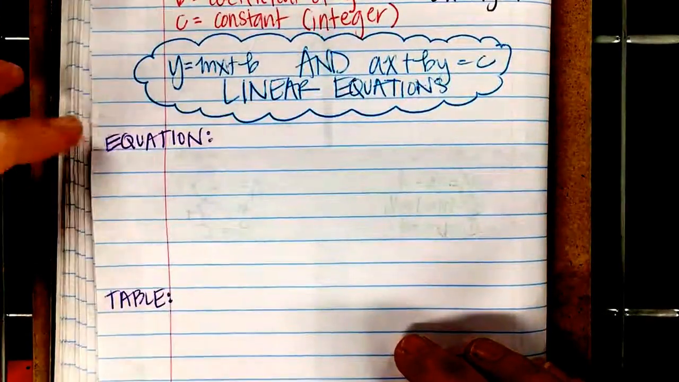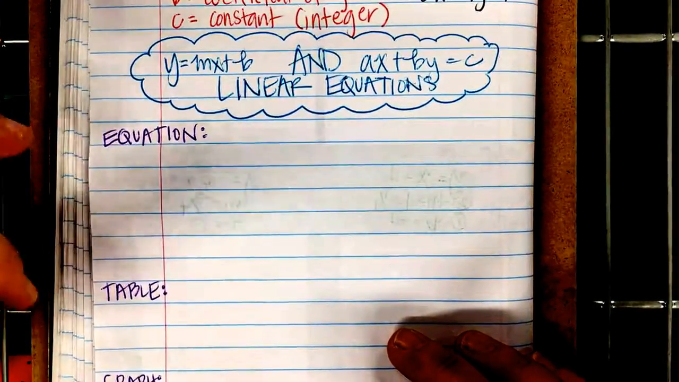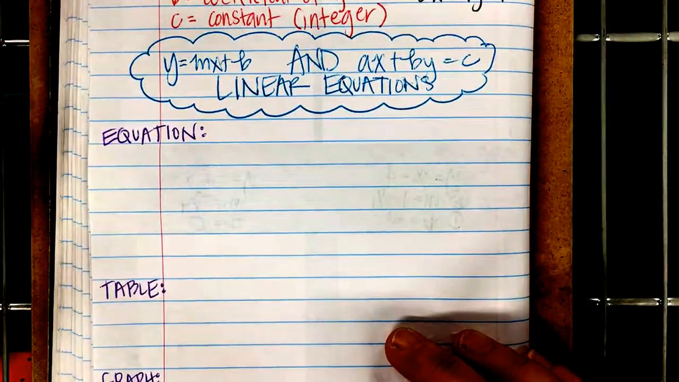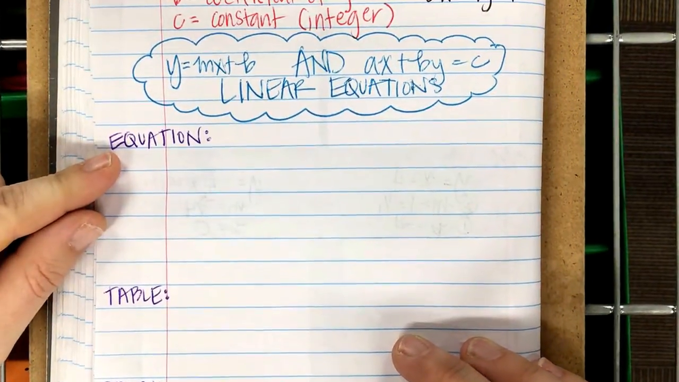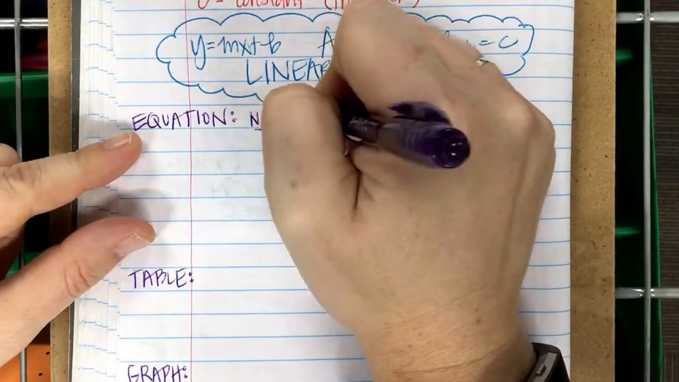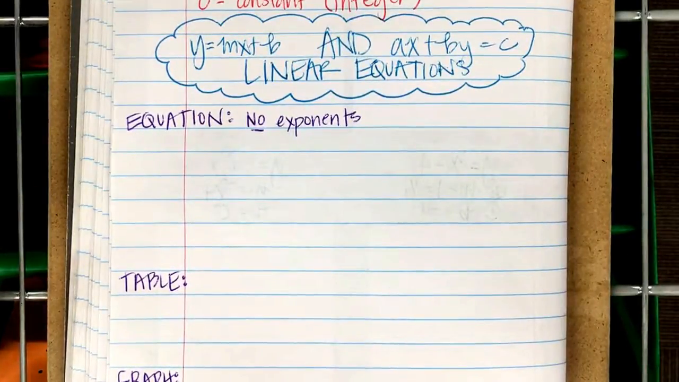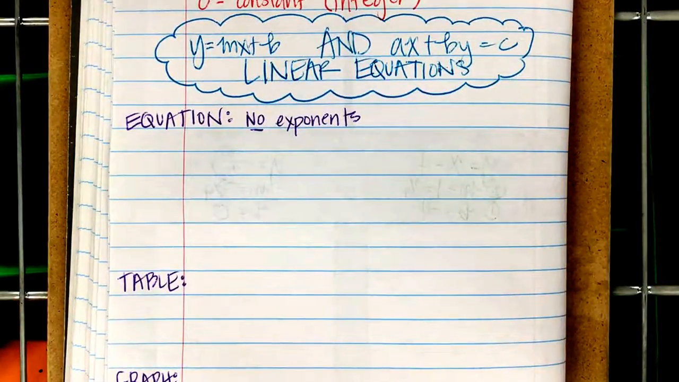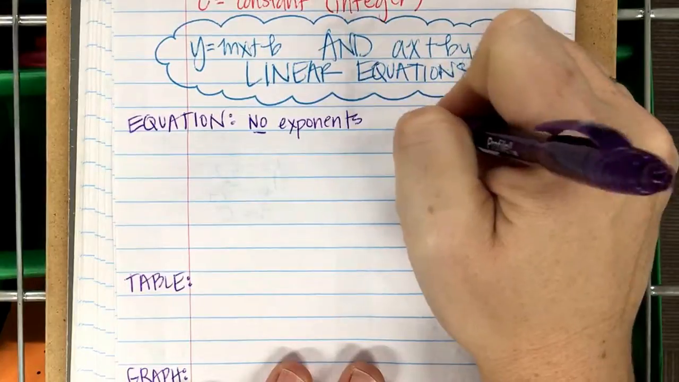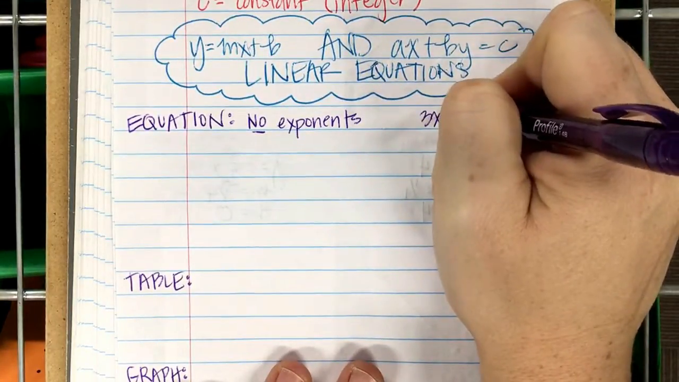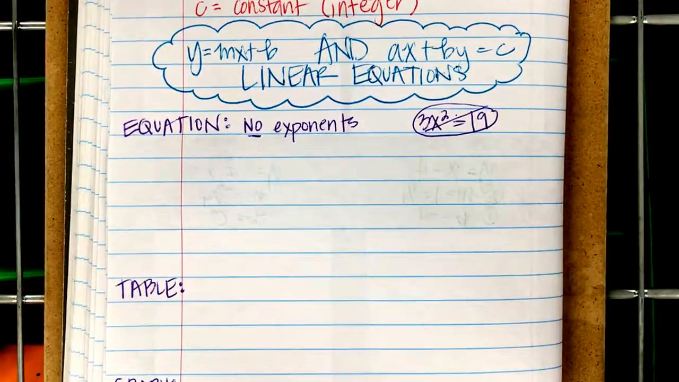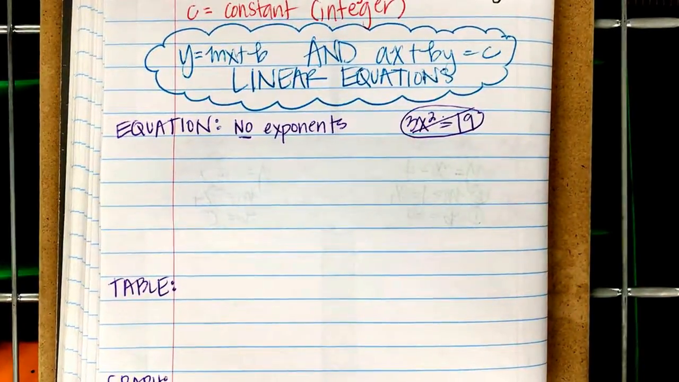All right, so the requirements for an equation. If you're given an equation and it's asking you, is this a linear function? Or is this linear? If it's in equation form, here are the requirements. There can be no exponents. If there is an exponent in your equation, it's nonlinear. So 3x squared equals 19. No, that doesn't work. There's an exponent in it. It's not linear.